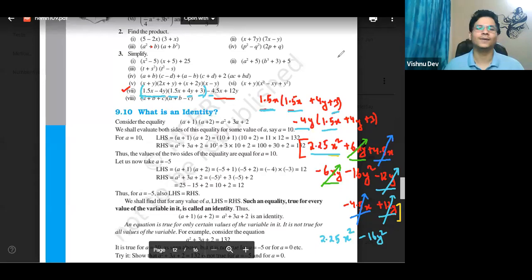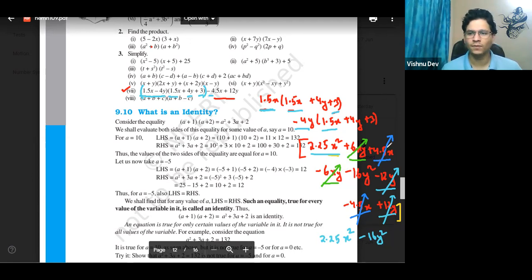Then plus 6xy minus 6xy will get cancelled. Plus 4.5x minus 4.5x get cancelled. Plus 12y minus 12y get cancelled. So we are left with 2.25x squared minus 16y squared. Now this is method one, right?